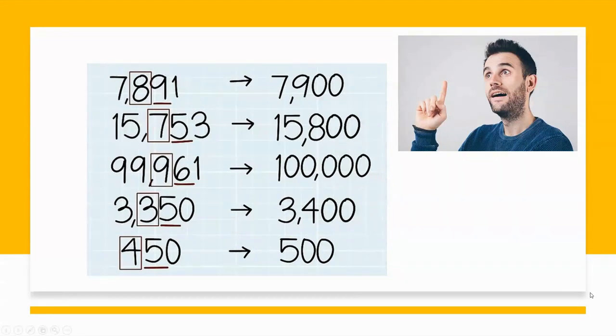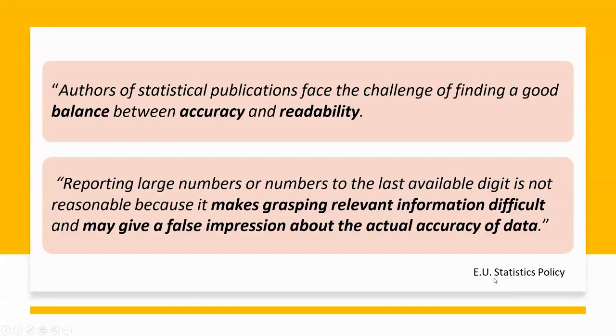Okay, so just keep that in mind. It's a really good idea to round your statistics off. And then this is from the EU statistics policy. It does say that authors of statistical publications face the challenge of finding a good balance between accuracy and readability. And that's why we do suggest this rounding up, because you're still fairly accurate, but you're putting that little footnote and you're putting the actual facts somewhere else in your report, so that you're also giving the accuracy, but you're making it readable and relatable for your reader.